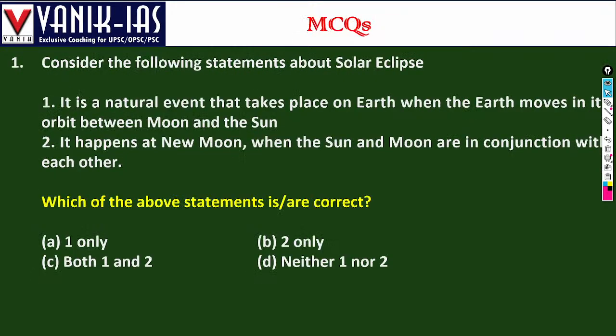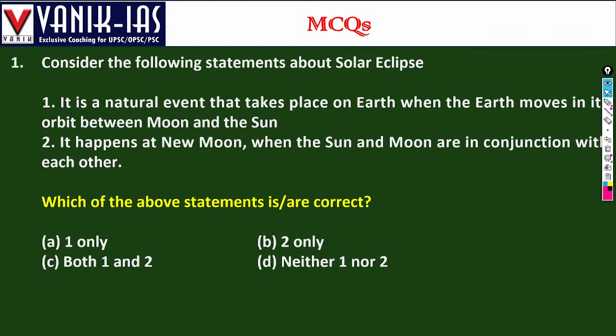Then moving to the MCQs. Consider the following statement about the solar eclipse. It is a natural event that takes place on Earth when the Earth moves into the orbit between Moon and the Sun. Earth moves between Moon and Sun. This is not correct. Fine. Because in a solar eclipse, it is the Moon that moves in between the Earth and the Sun.